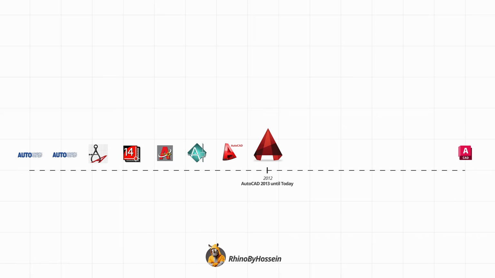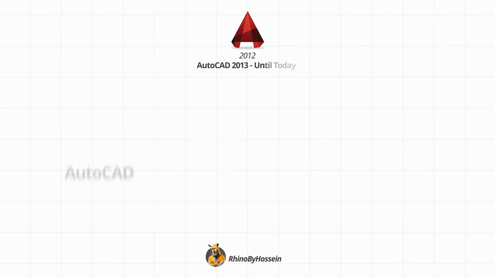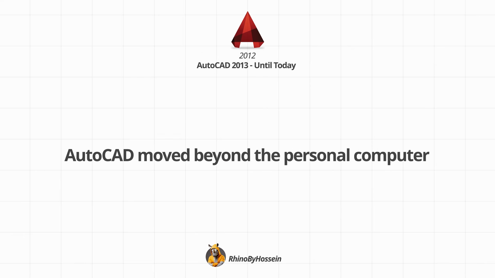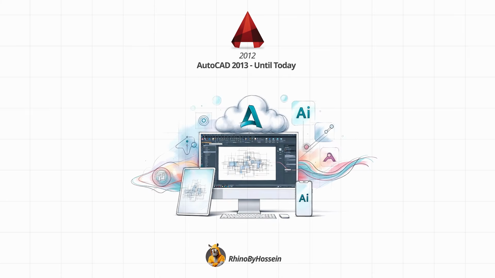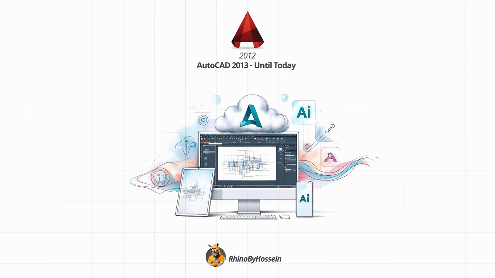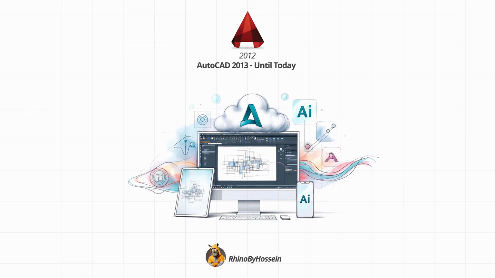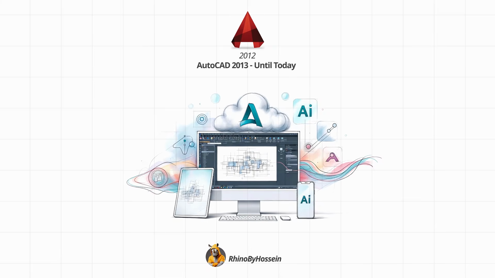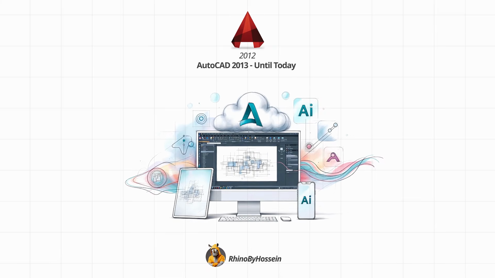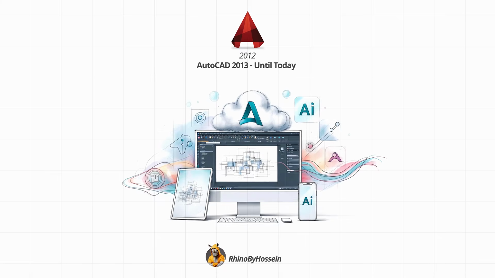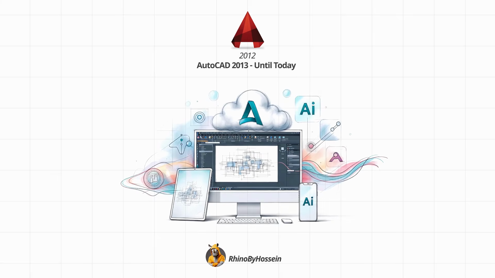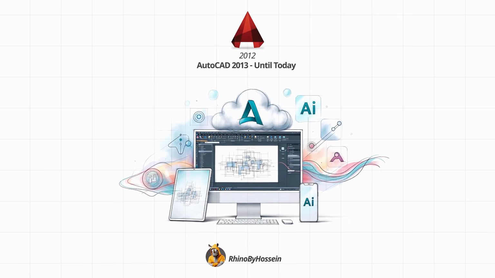Connecting to the cloud, AutoCAD 2013 to today. In the last decade, AutoCAD moved beyond the personal computer. Cloud storage, mobile and web apps, access from anywhere in the world. The design office connected to the construction site. Drawings were always accessible. And today, AutoCAD is no longer just a drafting software. With specialized architecture, mechanical, electrical, and surveying toolsets, and AI-assisted automation of repetitive tasks, it remains the cornerstone of the design world.